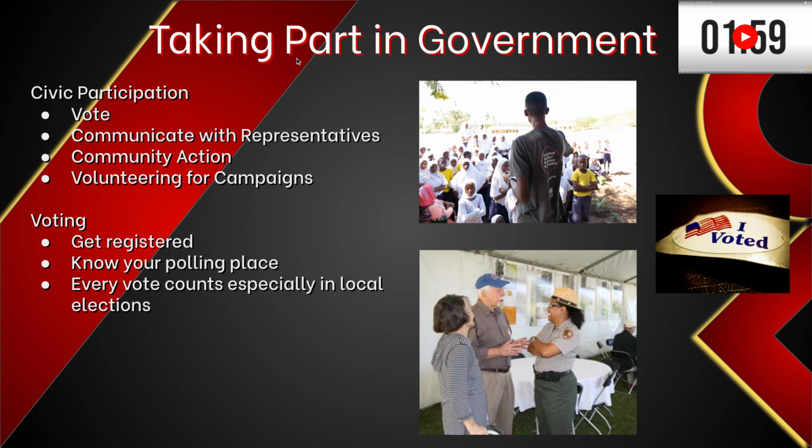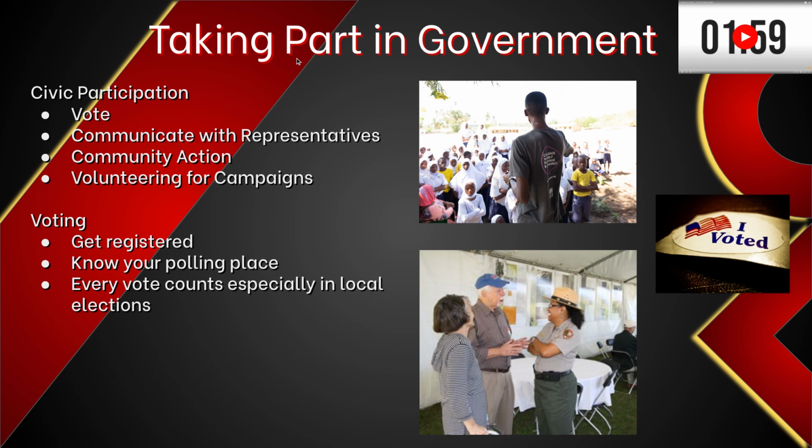As we know with voting, the first thing you have to do is get registered so that you know that you are voting in the right polling place. You know that you are in the right district for where you live. That's the main reason for getting registered. And then it's also knowing your polling place. Know where you have to go and vote. If you're not living in a metropolitan area or a big city, and you have to travel a good distance away to get to your polling place, you need to know where that is. And that every vote counts, especially in local elections.